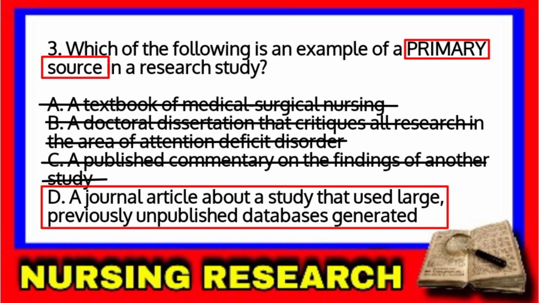So, the correct answer here is letter D. A journal article about research using large and previously unpublished databases generated by the census is a report of an original study. So, it is considered as our primary source of the study. So, pag may primary source man sa ating choices or option A, B, C, or D, it is your letter D. Kasi A, B, C are not primary sources. Only letter D is the primary source of your research study. Okay? So letter D is the correct answer for question number 3.